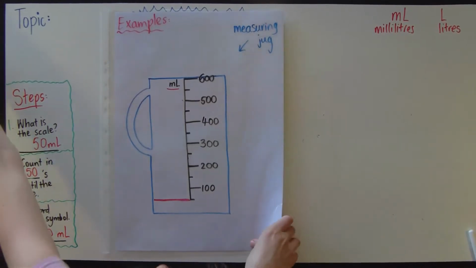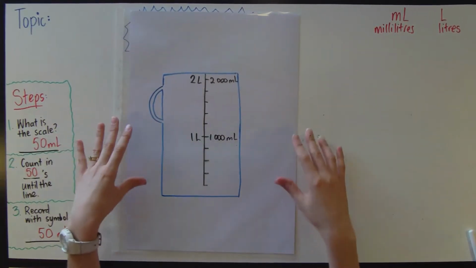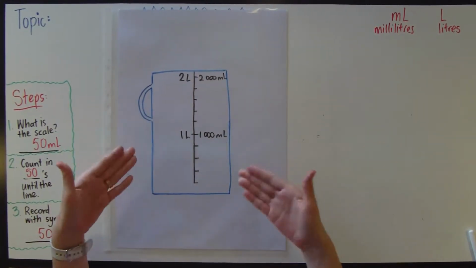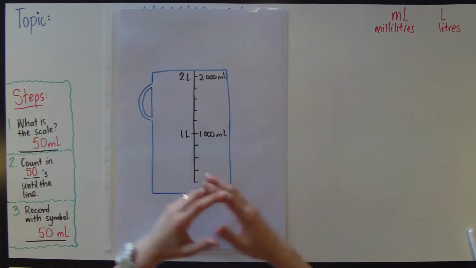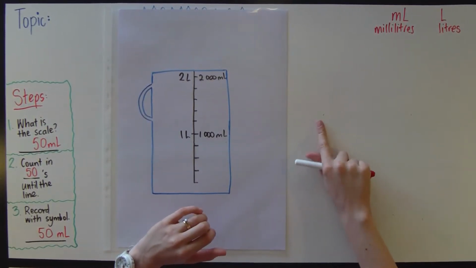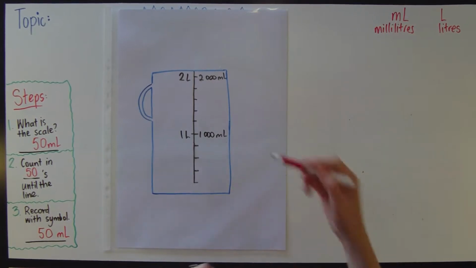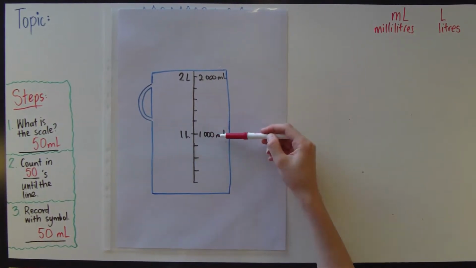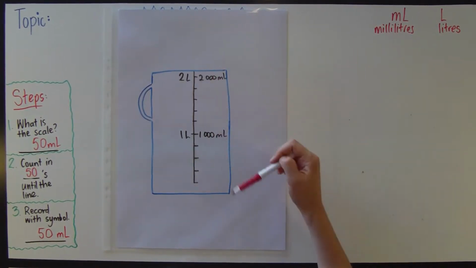So let's have a look at this one over here. This scale is a little bit different. You've got to remember that every time you look at a measuring jug, you've got to check the scale to see what it's going up by each time before you read the scale. So here we've got these lines leading up to 1,000, then 2,000 milliliters.